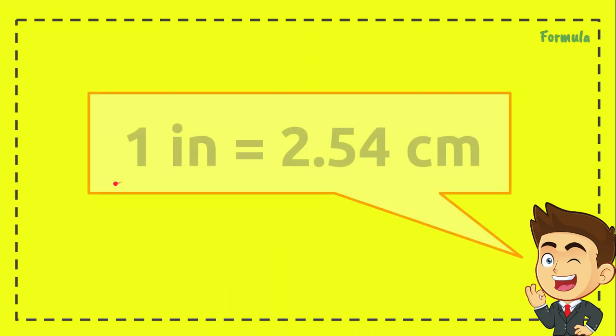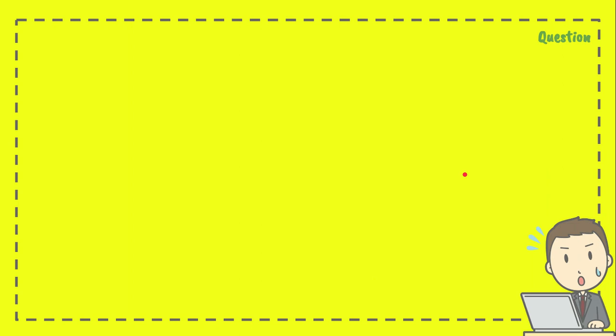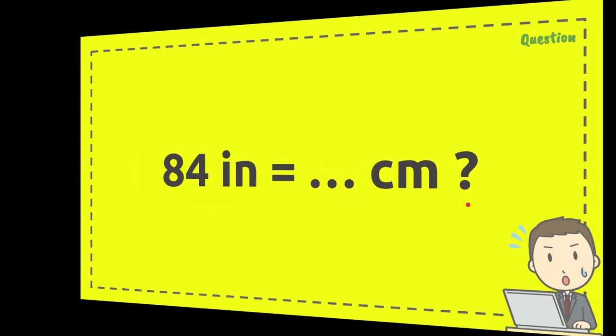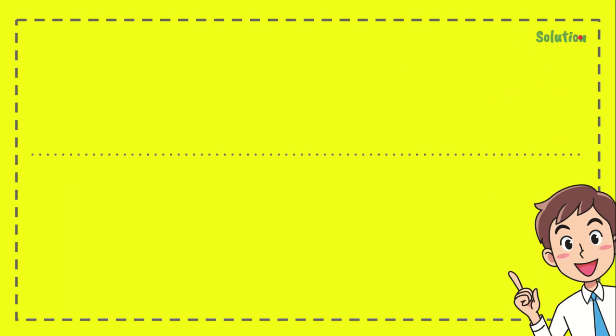Here is the formula. 1 inch equals 2.54 centimeters. And here's the question again. I'll repeat the question again. 84 inches equals how many centimeters? And after that, here comes the solution page.